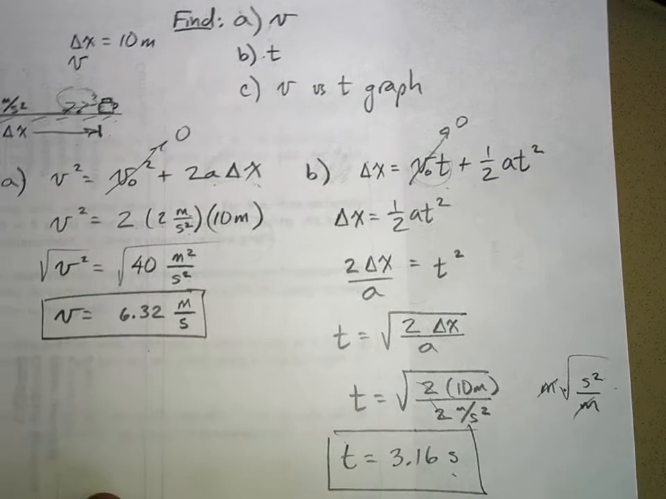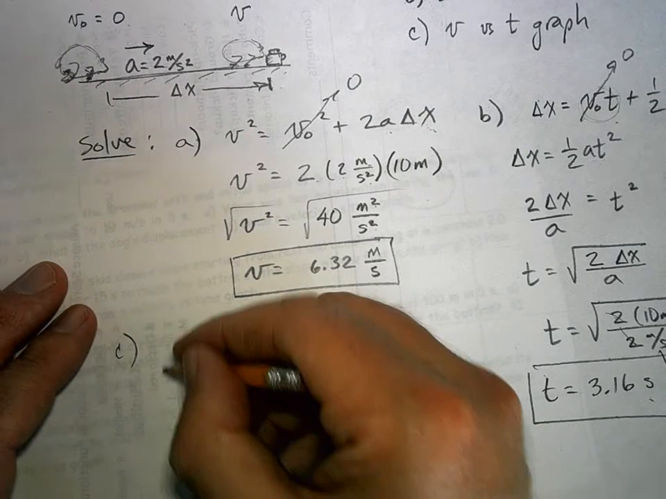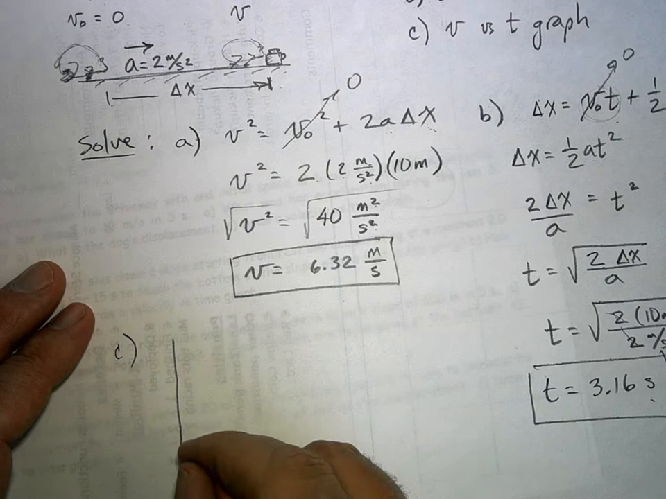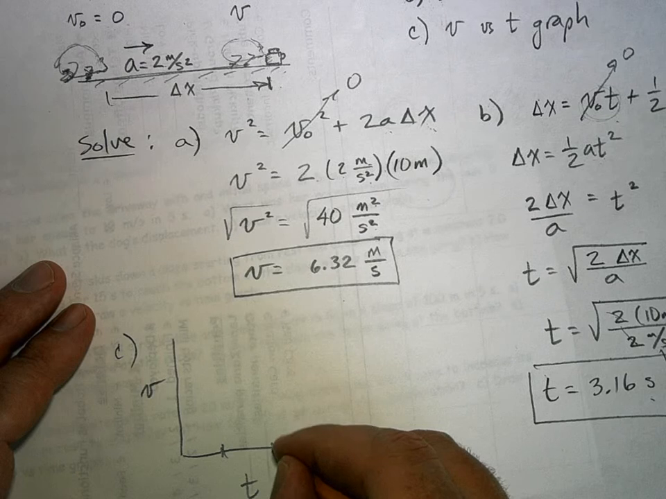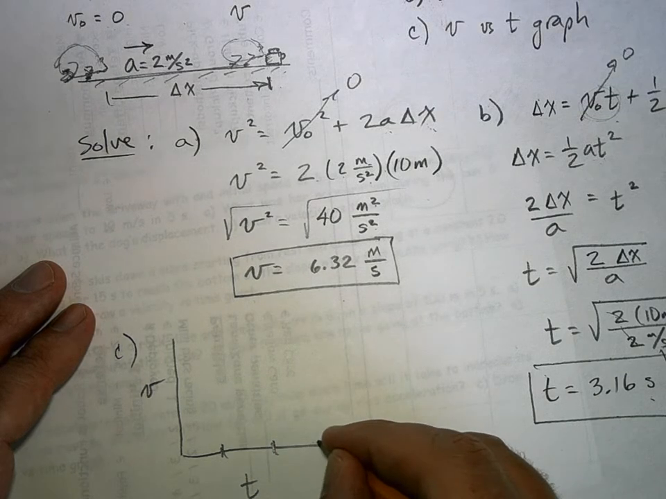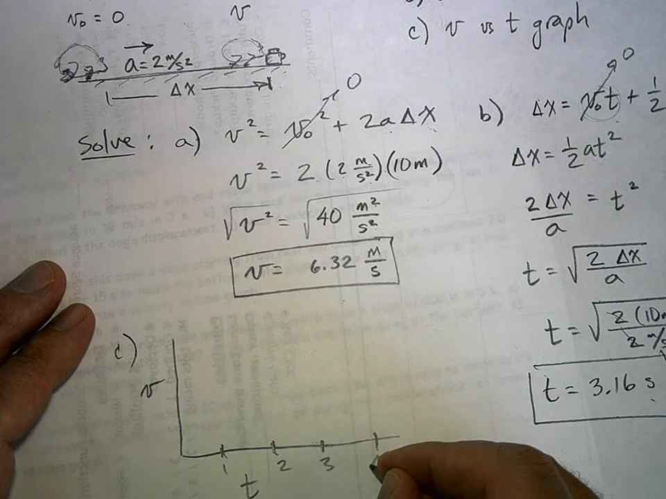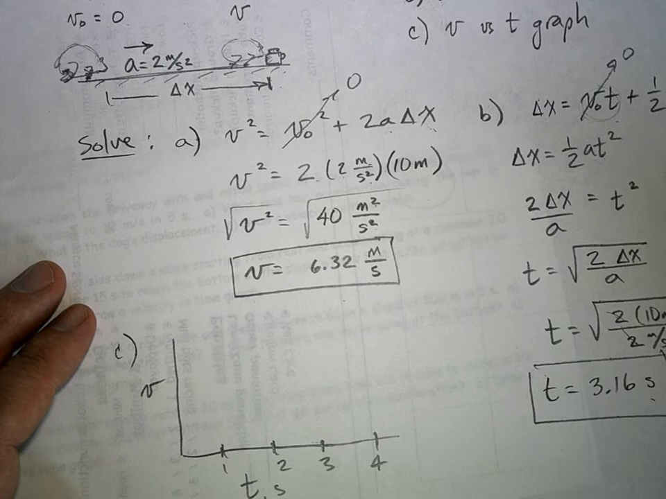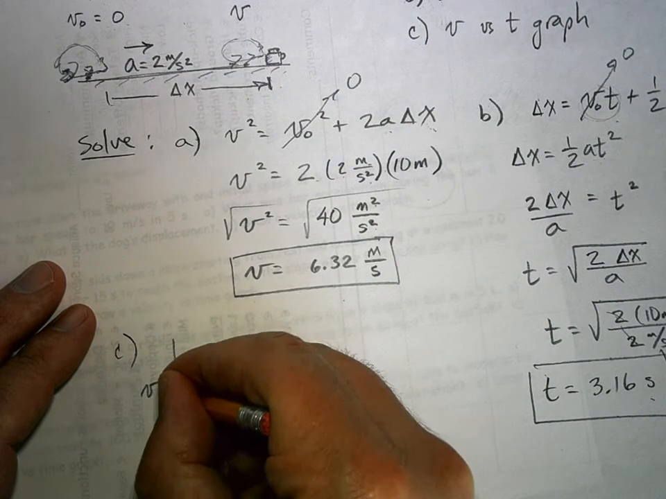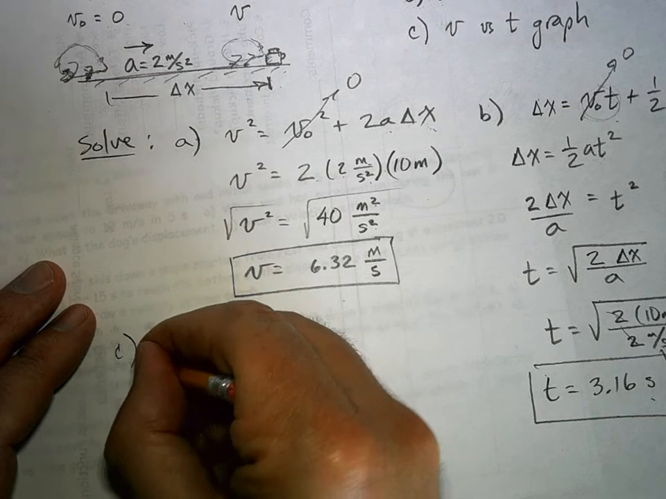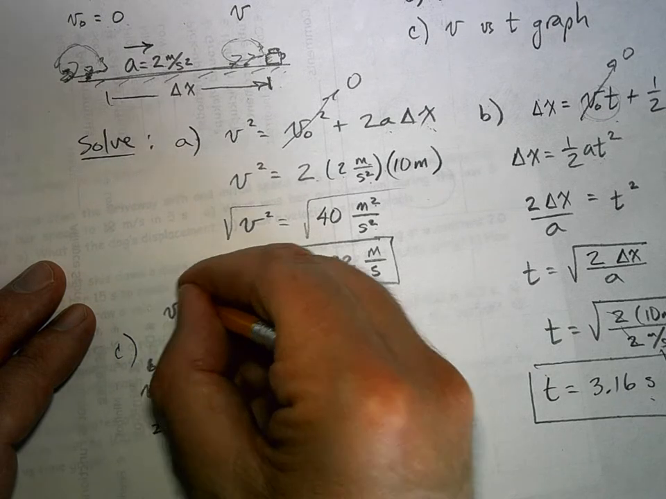Now I can do part C, which is to draw the velocity versus time graph. So here's velocity, here's time. 1, 2, 3. I don't need to go to 4. 1, 2, 3, 4. Time in seconds. Now what's my maximum velocity? It's going to be 6.3. So I'll go 1, 2, 3, 4, 5, 6. 2, 4, 6. This is velocity in meters per second.